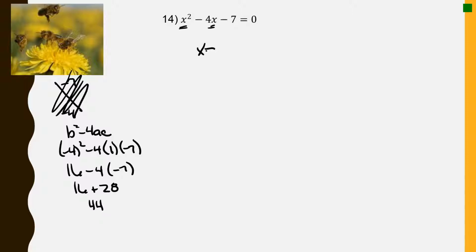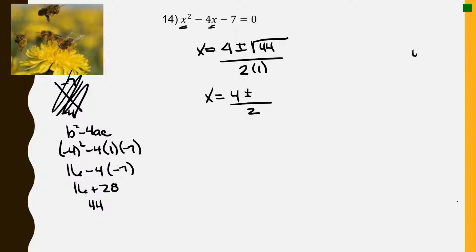So x is going to equal the opposite of b, which is 4, plus or minus the square root of the discriminant, 44, all over 2 times a, which is 1. So 4 plus or minus the square root of 44, all over 2.